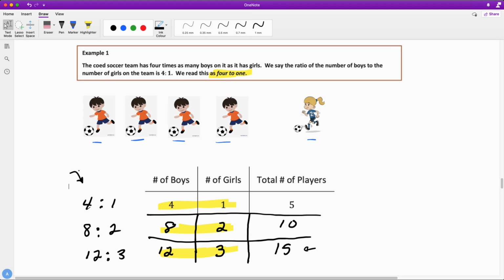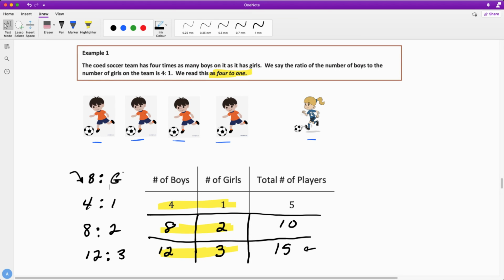All right, it allows us to see it a little bit better than just saying it's 4 times as large or 4 times as many. So it's allowing us to write this out as a ratio to compare the number of boys that we have to the number of girls that we have. And it allows for us to extend this beyond just that one ratio of 4 to 1.